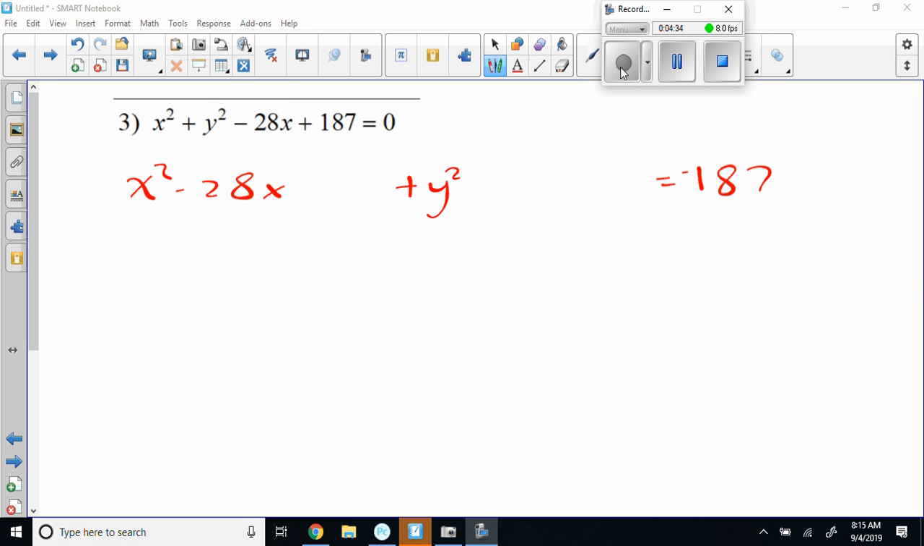So I've got half of negative 28 is negative 14. When I square that, that gives me 196. So if I add it to this side, I must add it to the other side.